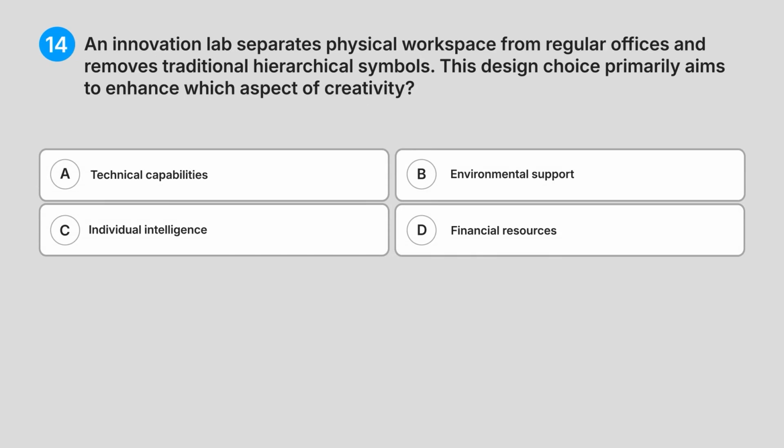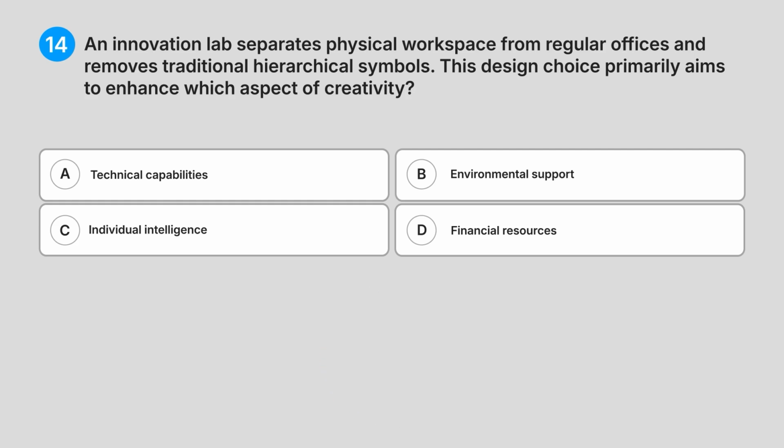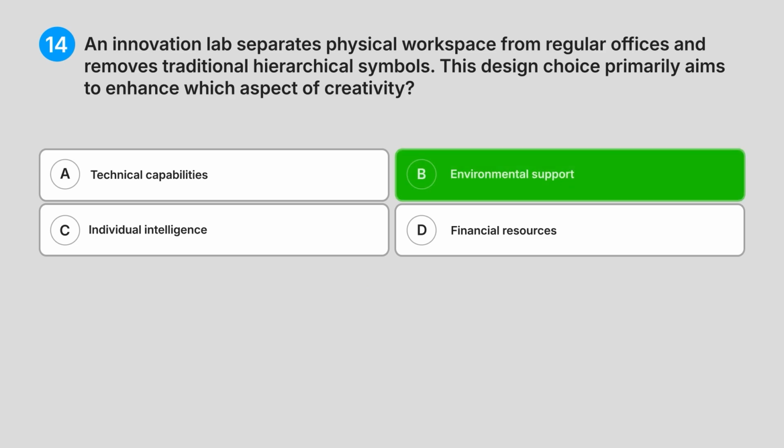14. An innovation lab separates physical workspace from regular offices and removes traditional hierarchical symbols. This design choice primarily aims to enhance which aspect of creativity? A. Technical capabilities. B. Environmental support. C. Individual intelligence. D. Financial resources. Can you guess the answer? Correct answer, B. Environmental support.